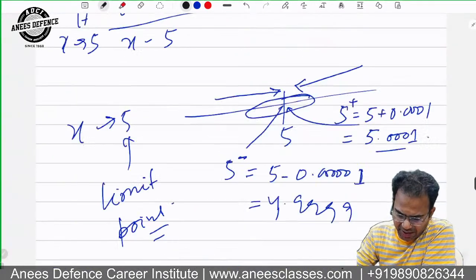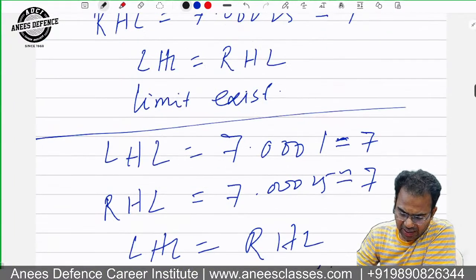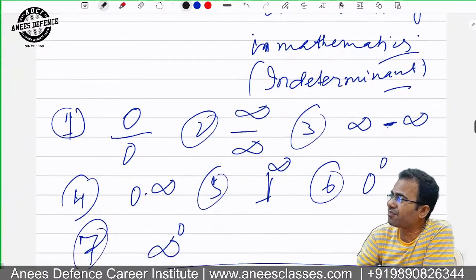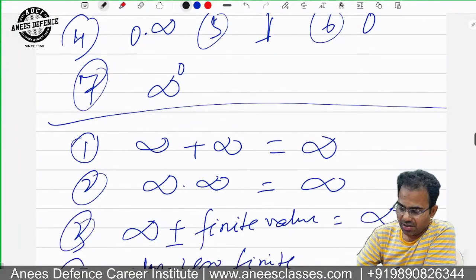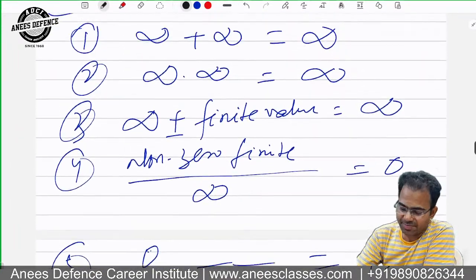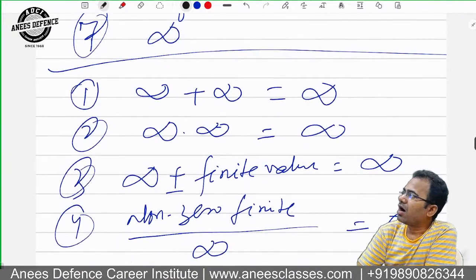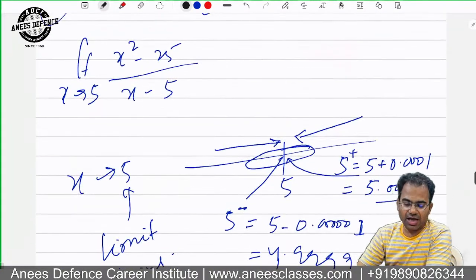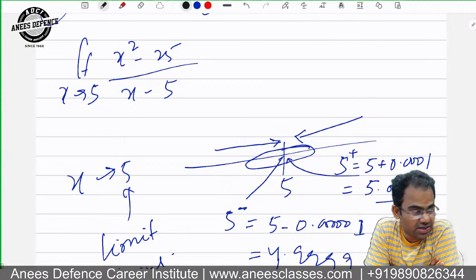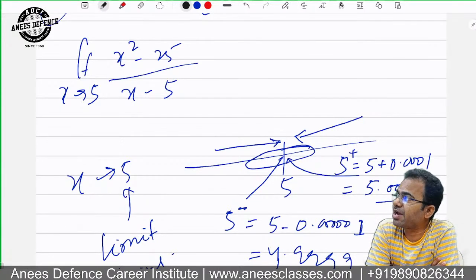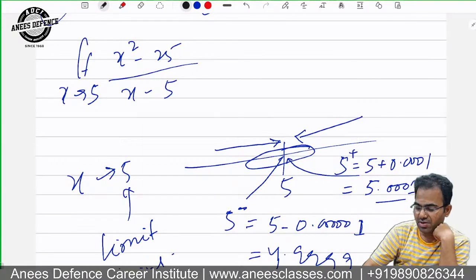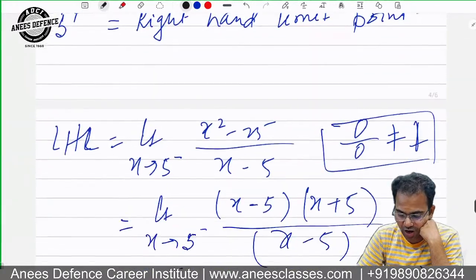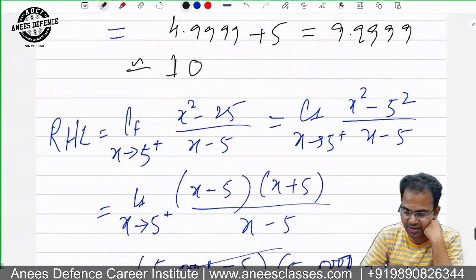So I explained to you LHL, RHL, limit point, and indeterminate forms. There are 7 indeterminate forms. Then additions, that is, the algebra of infinity. After the algebra of infinity, I calculated one limit value, that is, the limit as x tends to 5 of (x square minus 25) upon (x minus 5). I showed you how you will find LHL and RHL.